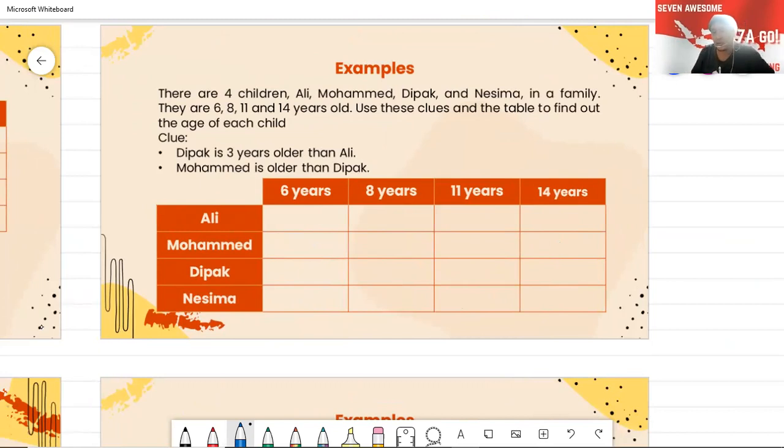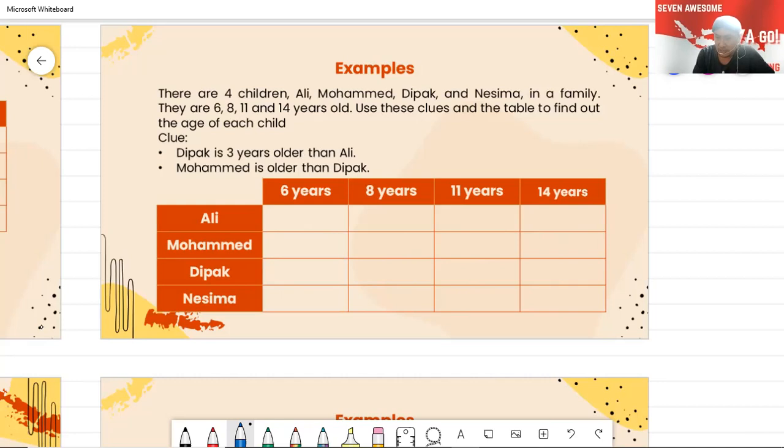Now this one. There are 4 children, Ali, Muhammad, Deepak, and Nasima in a family. They are 6, 8, 11, and 14 years old. Use these clues and the table to find out the age of each child. Deepak is 3 years older than Ali.